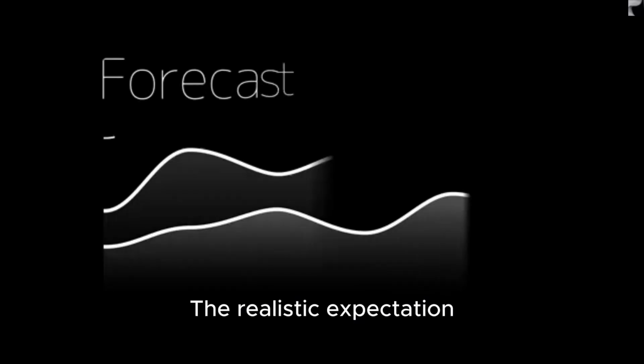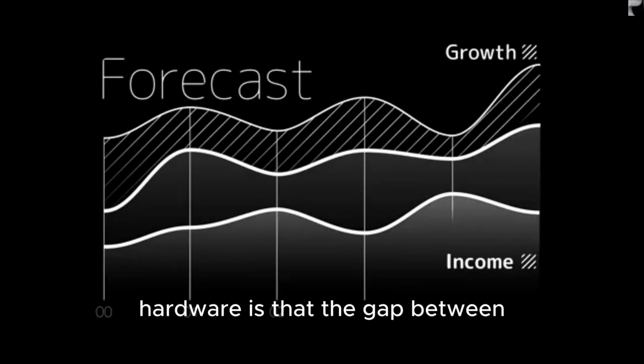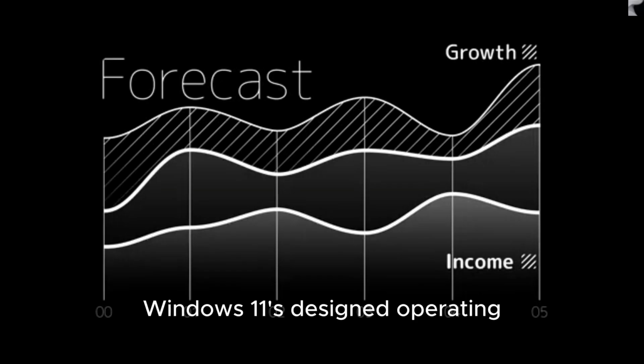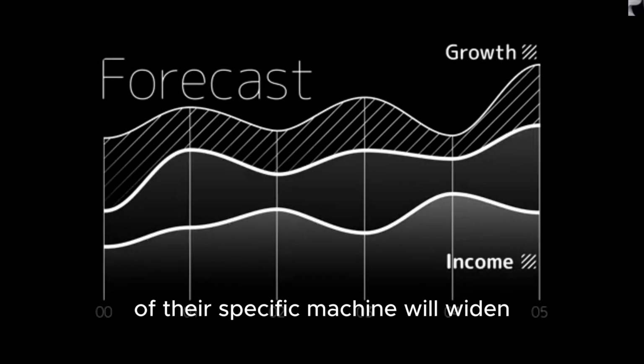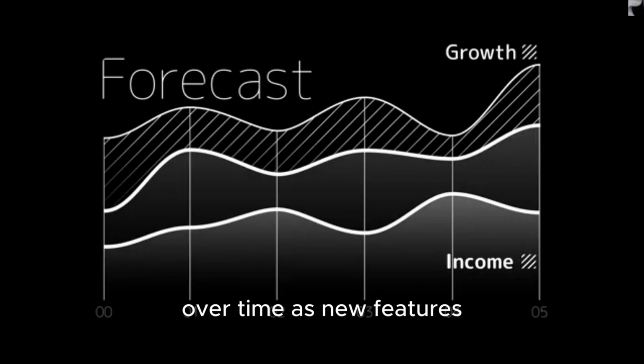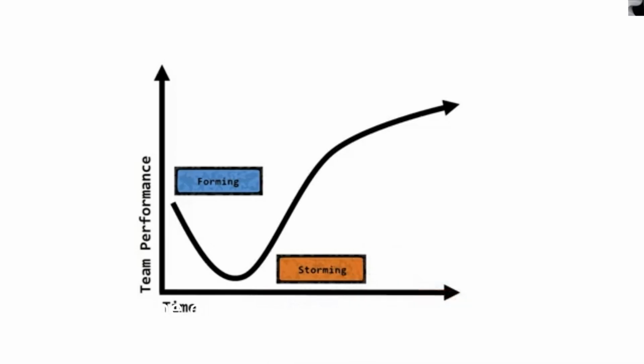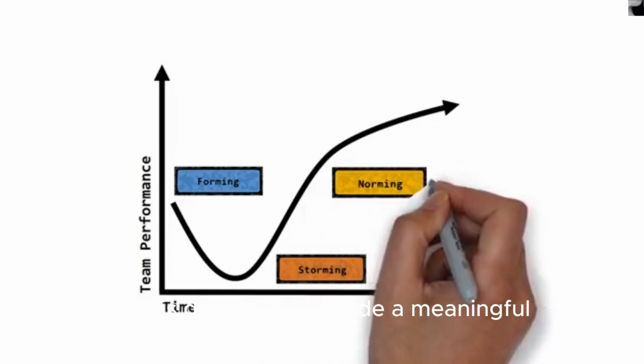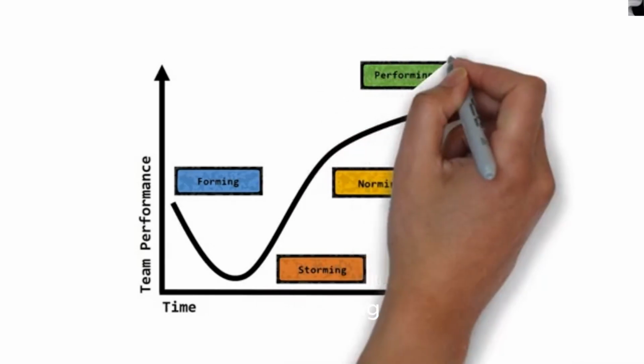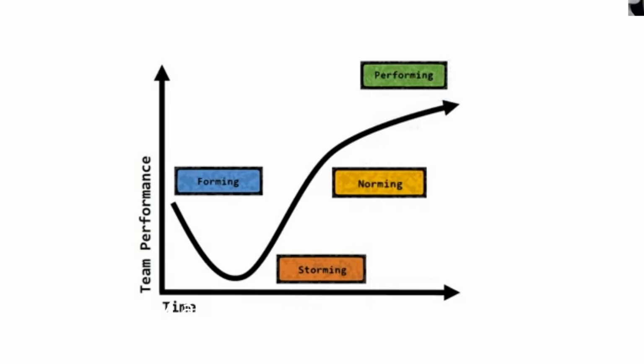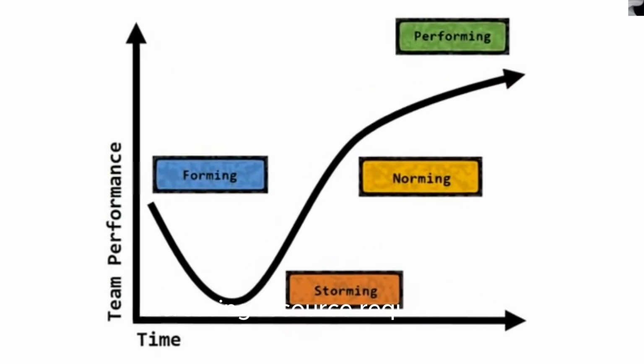The realistic expectation for users with constrained hardware is that the gap between Windows 11's designed operating point and the capabilities of their specific machine will widen over time as new features are added. The optimization steps described in this discussion provide a meaningful but finite improvement, recovering 2 to 3 gigabytes of RAM and some background processing overhead without addressing the fundamental trajectory of increasing resource requirements.